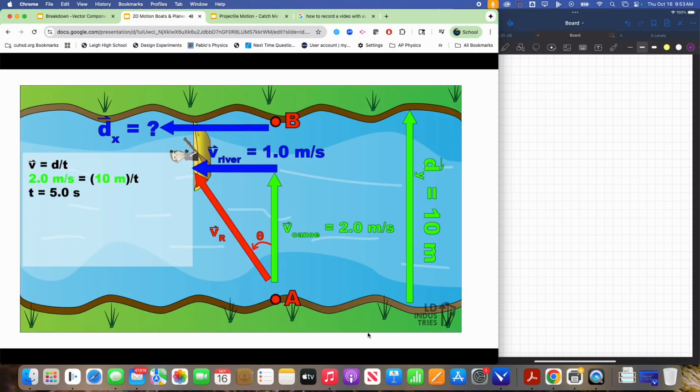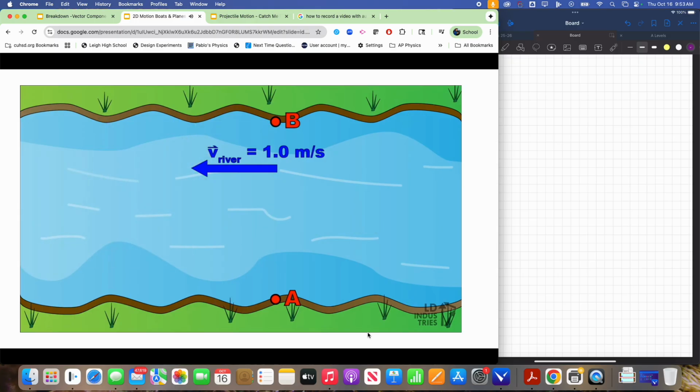That will allow us to calculate a time of 5 seconds, which is how long the canoe is in the water for. After we know the time, we can do a second uniform motion calculation for the x direction. This time, we'll use the x velocity of 1 meter per second along with the time to get the x displacement of 5 meters.